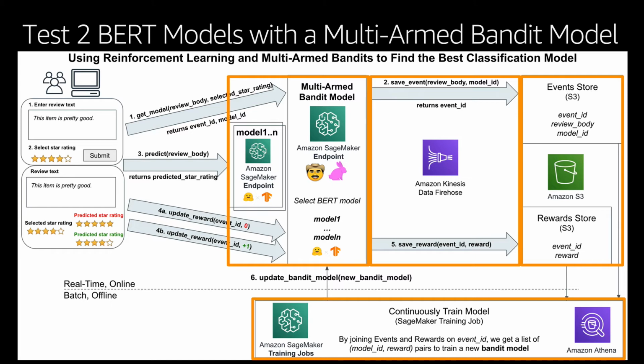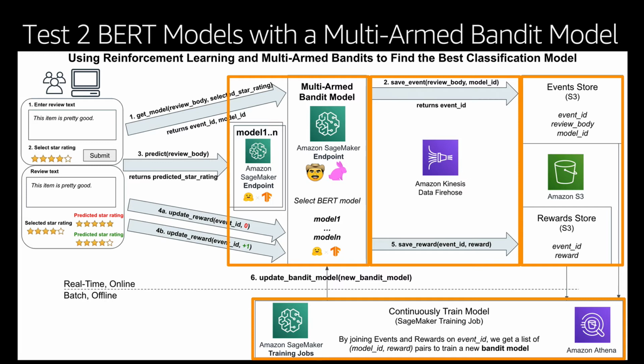Step 3, the application actually makes the prediction on the variant that was served up, either TensorFlow Model 1 or PyTorch Model 2. The application then compares, and I'll show this code in a bit, and sends through step 4, either A or B. If it does not match, it's a reward of 0. If the model predicted the same as what we are assuming to be the ground truth, which is the user-selected star rating, then we pass a positive reward. And that reward information is then stored inside of S3 as well with Kinesis Data Firehose.